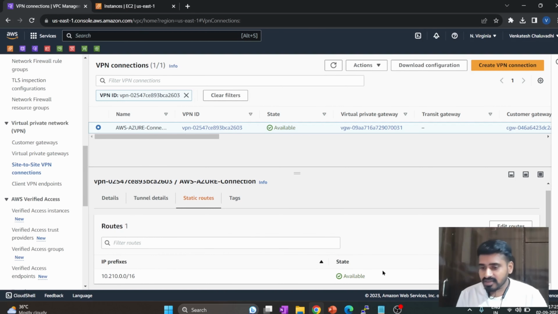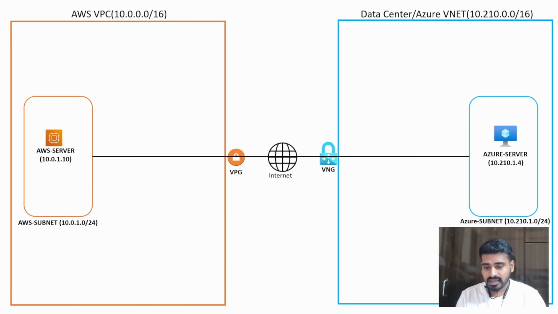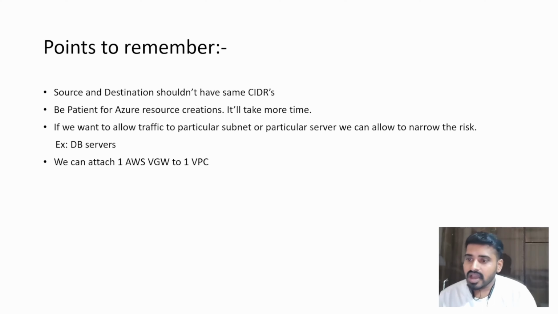And these are the three things. You can see these are the three things. And we need more patience for the Azure part, because I noticed that Azure resource creations are taking more time. Those are the things. Source and destinations, same here. If you want to know about traffic, these are the things I want to let you know.